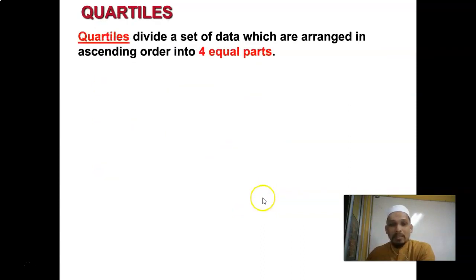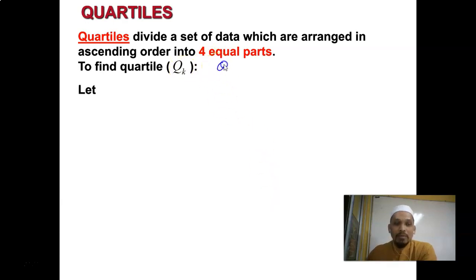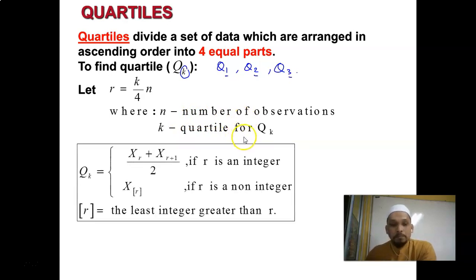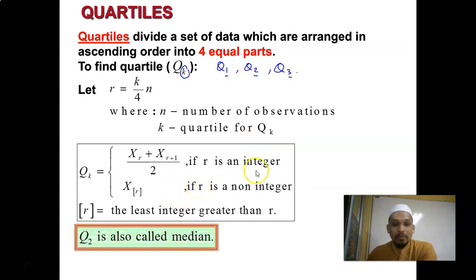Quartiles divide a set of data which is arranged in ascending order into 4 equal parts. So to find the quartile, you may like to find the first quartile, second quartile, or third quartile. Okay, Qk, where k is either 1, 2, or 3. So then r equals k divided by 4 times n, where k is the quartile and n is the number of observations. You may read it here by yourself. We're going to look into the examples.